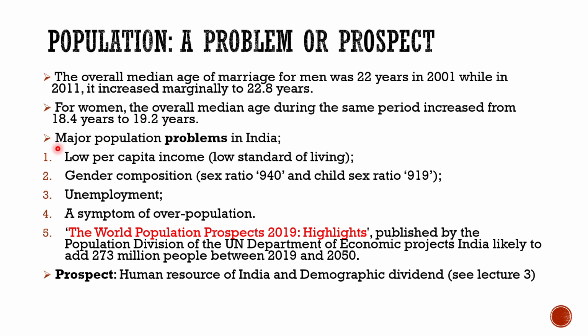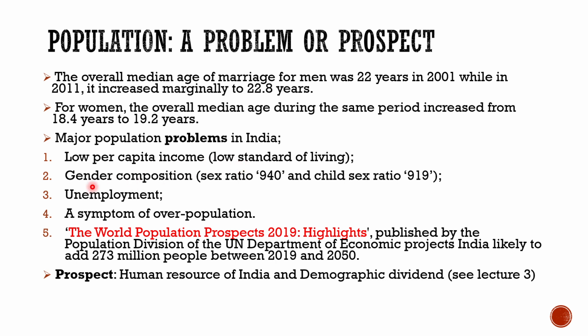Now, we have five major problems relating to population. First, population is increasing very rapidly, and we have a large base population. The per capita income is low in India, and because of that, a low standard of living is there.